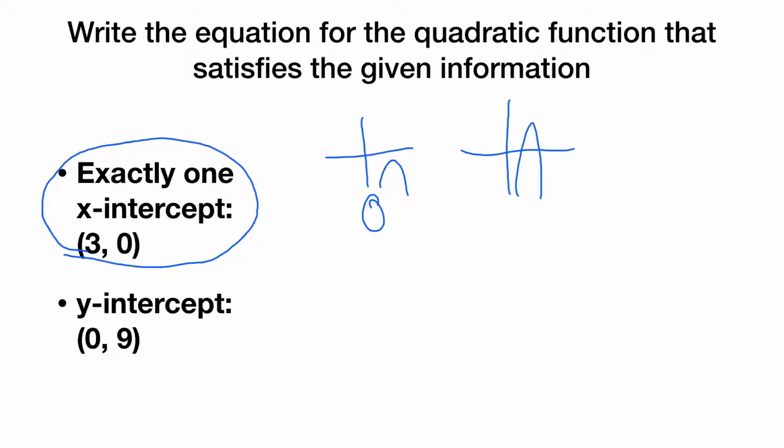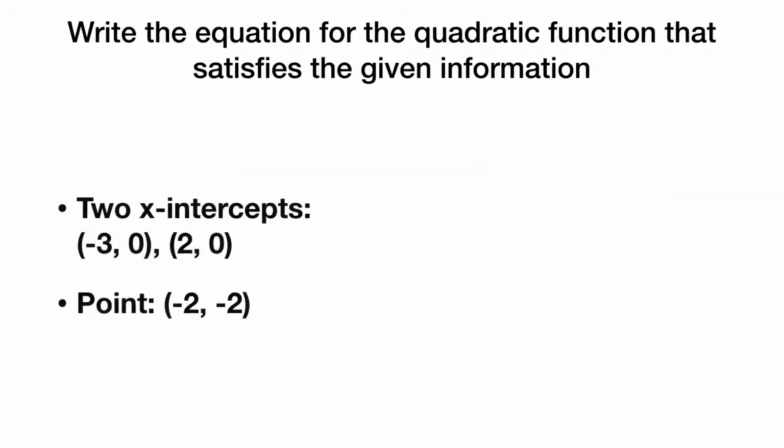Another way is where they pass, at which point there are 2. And finally, there's one where it just touches the axis, and that is when there is 1. That means that this point right here would be a vertex. But like I said, we're not going to talk about that right now.